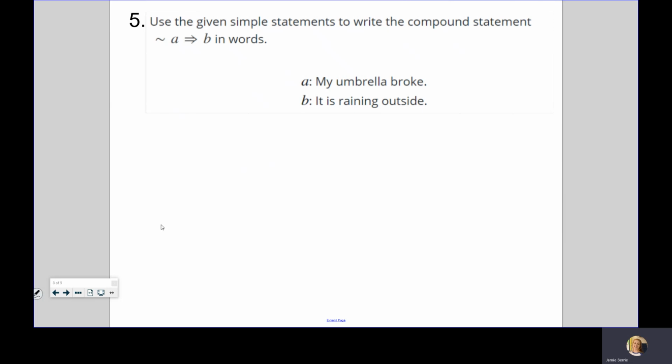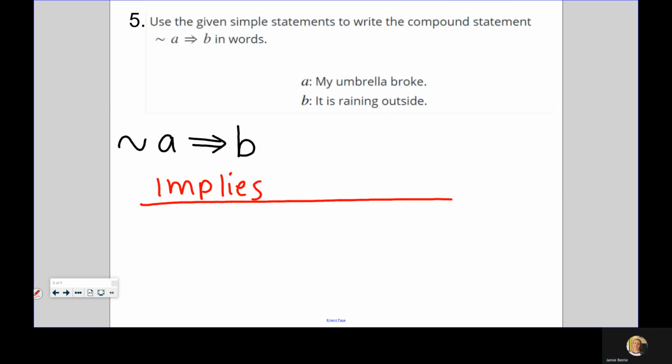All right, so here's the next one. It's similar, just a different compound statement. Use the given simple statements to write the compound statement, not A implies B, in words. A is the statement, my umbrella broke, and B is the statement, it is raining outside. We'll write this 2 ways. We'll use the word implies, and then I'll show you how you could use the if-then form. So we'll do one sentence using the word implies, and then one in the if-then format, which I think flows a little bit better.